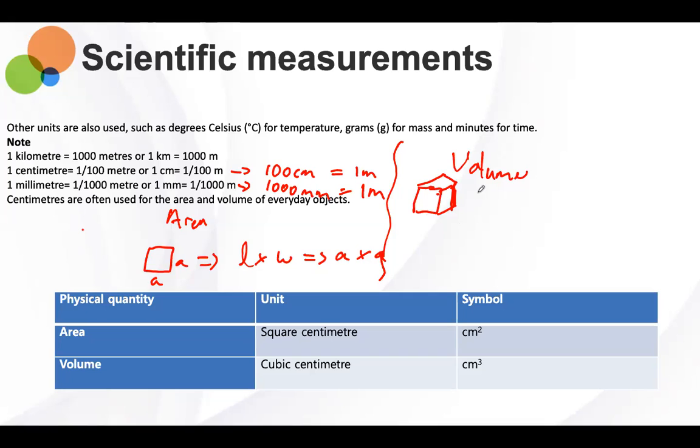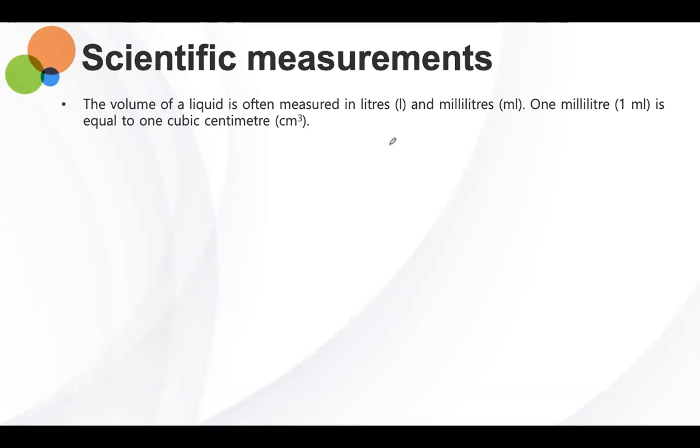All right, so we want to find the volume. The volume of this would be length times width times height. So this is the volume of a cube. And the area of a square is just length times width, or A times A. The volume of a liquid is often measured in liters and milliliters.